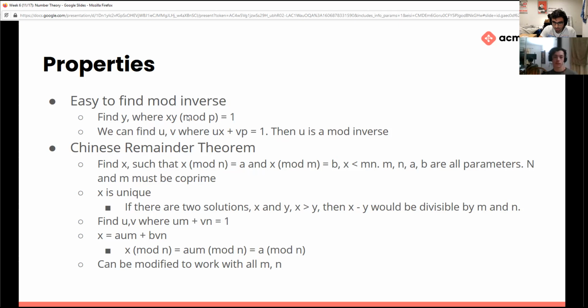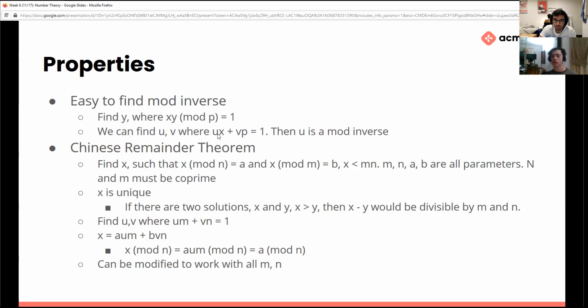And not only does this exist, but we can find it for any x where x is not divisible by p. The way we do this is using the same algorithm that we were talking about, where we find some u and v such that ux plus vp equals 1. And this has to be true since x is not divisible by p, so x and p, their GCD has to be 1, since p doesn't have any factors.